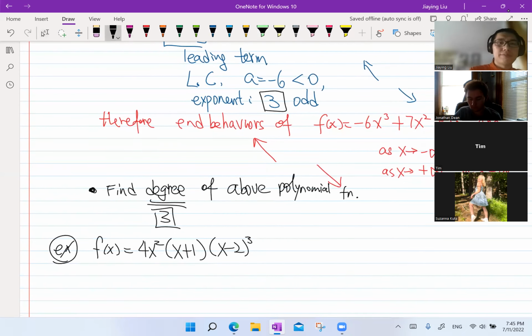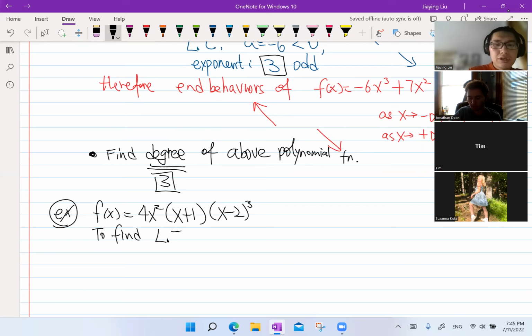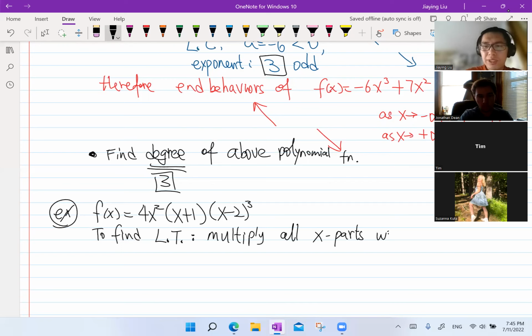So here's a shortcut. To find the leading term, we're just going to multiply all the x parts, with their coefficients and exponents. I'll explain what I meant. We just look at all the x parts and multiply them together, but we have to carry the coefficients and exponents.